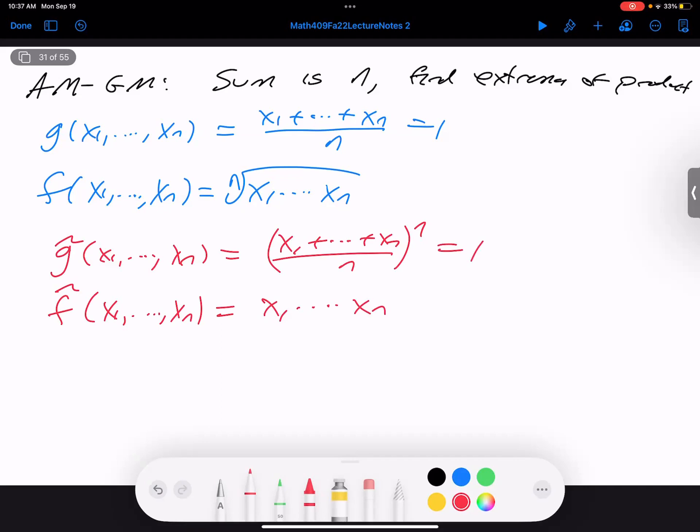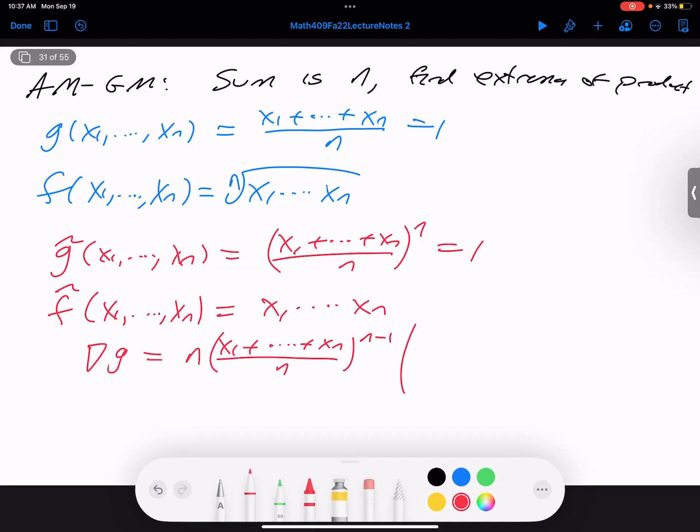When I take the derivatives of g, I'm just going to get n times that whole sum to the n minus 1 power, but that's going to equal 1. So it's not going to really matter. So I'm just going to do it the long way. The gradient of g is going to be n times ((x1 plus ... plus xn) over n) to the n minus 1. Every term has that. And now I go inside. What's the derivative of this with respect to x1? It's just going to be 1 over n.